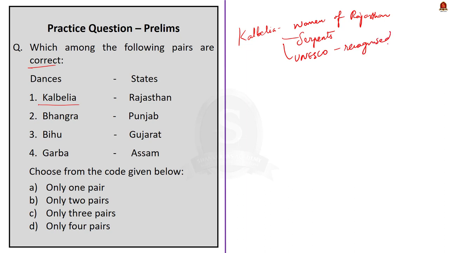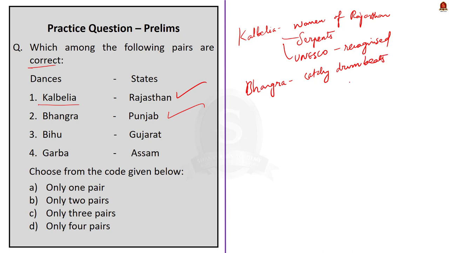Now coming to the second statement. Bhangra. See, Bhangra is a highly energetic folk dance of Punjab. So statement 2 is also correct. Let us see few additional facts about Bhangra. Bhangra is accompanied with infectious and catchy drum beats. It is a popular form of celebration during festivities of Punjab.